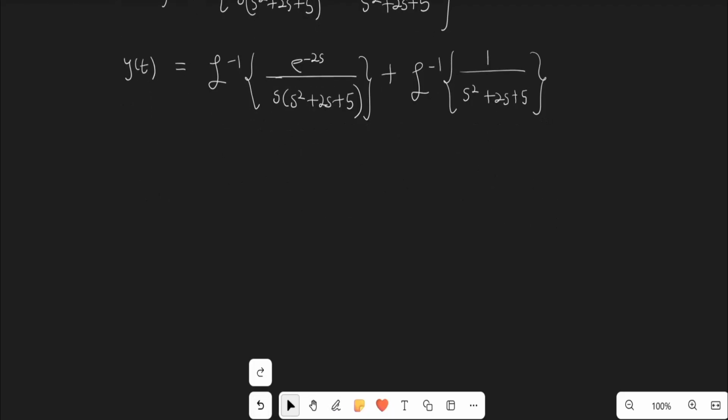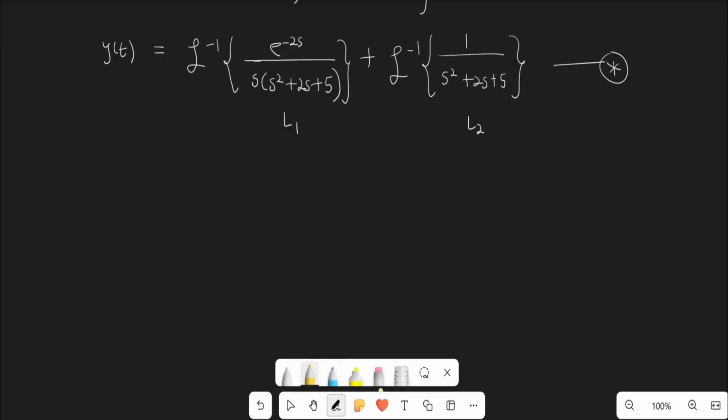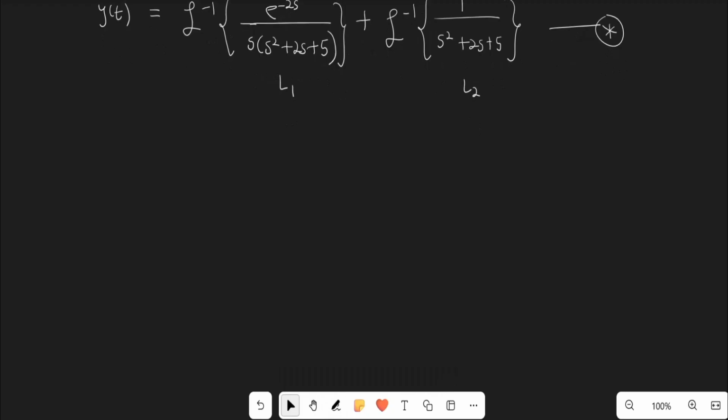I think the second one is relatively easy, so let's do that. Let me call the first one L1 and the second one L2, and let me call this equation star. When I get them, I'll come back to equation star and put them together, and that will be the solution to our differential equation. So let me do the second one first. We'll do that in yellow, why not?